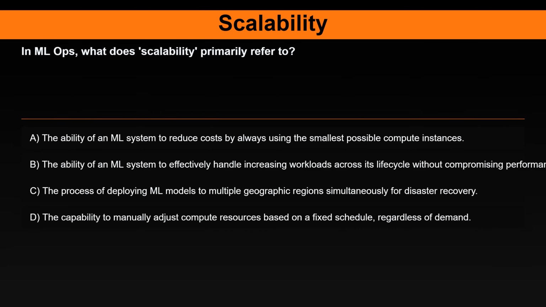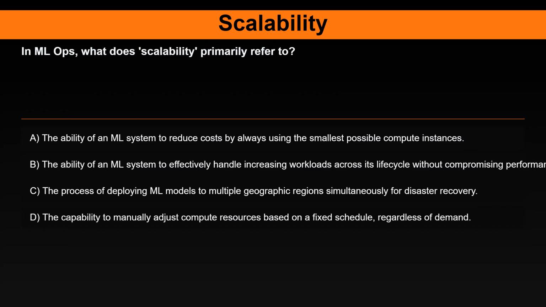Question 4. In MLOps, what does scalability primarily refer to? Option A. The ability of an ML system to reduce costs by always using the smallest possible compute instances. Option B. The ability of an ML system to effectively handle increasing workloads across its lifecycle without compromising performance or efficiency. Option C. The process of deploying ML models to multiple geographic regions simultaneously for disaster recovery.